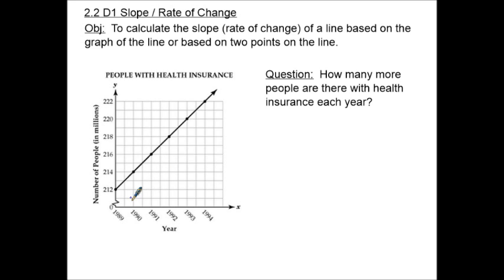Taking a look at this, you might look at 1989 right here and see that there's 212 million people, and then you look at 1990 and come up here, and at this point we're looking over here at 214 million. Pretty quickly, the difference between 214 and 212 is 2 million. If you wanted to check yourself a little further, you can come over here to 1991 and look at 216 million, so again it went up by 2 million. We could continue that, but I'd bore you to tears, so here's our answer. How many more are there each year? There are 2 million more people with health insurance each year. So that's kind of good.